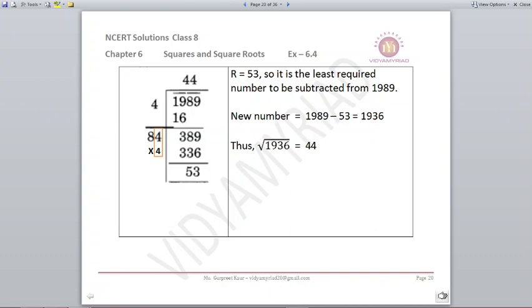Next, 1989. So pair is 19 and 89. 19 will go at 4 into 4, 16. So 19 minus 16 is 3. Bring down 89, 389, and 4 plus 4 is 8. So 8 and nearby I will see it will go on 84 into 4, that will give me 336. Remainder comes as 53. Now I need to subtract 53 from 1989. I will get 1936. Its square root will be 44.